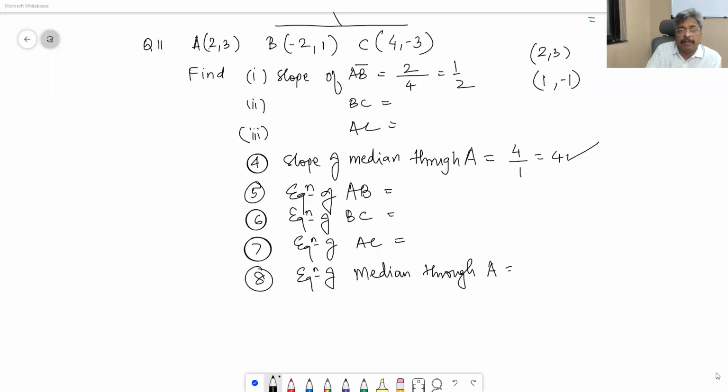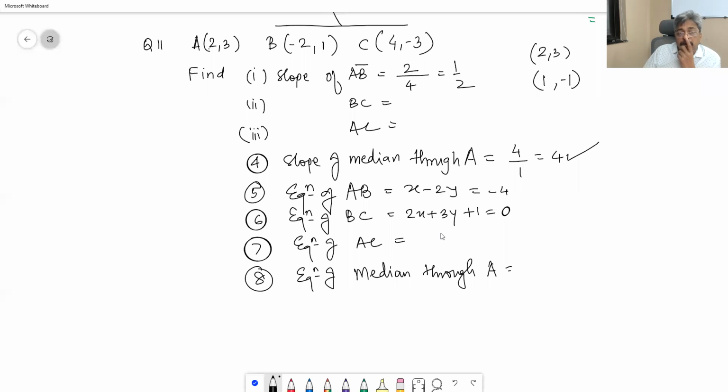Okay, equation of AB: x minus 2y is equal to minus 4. Is that right? Yes, sir. Equation of BC: 2x plus 3y plus 1 equals 0. Huh? 2x plus 3y plus 1 equals 0.